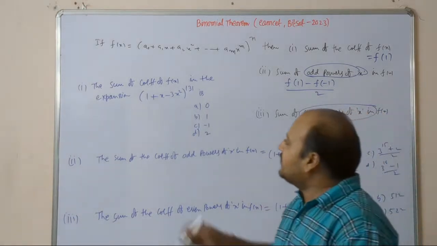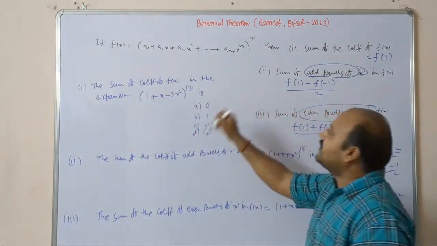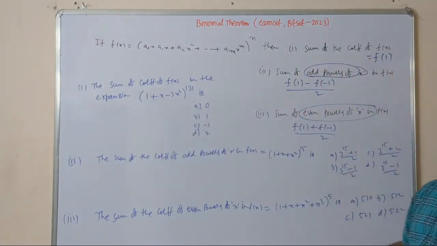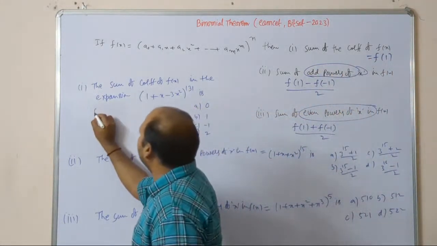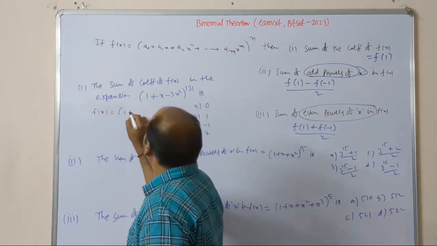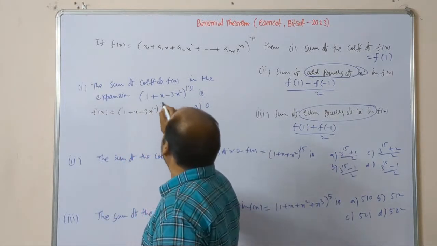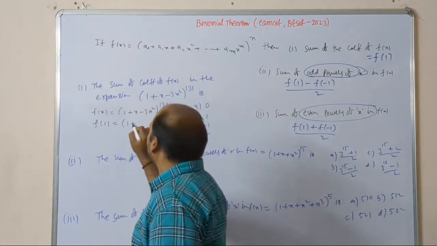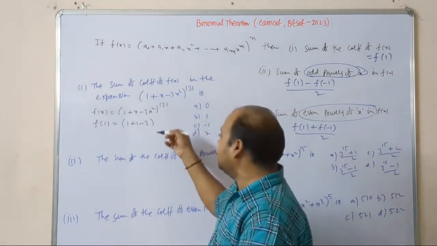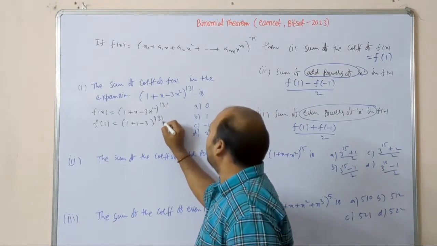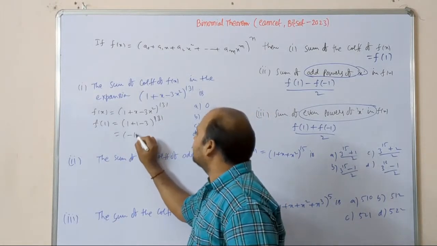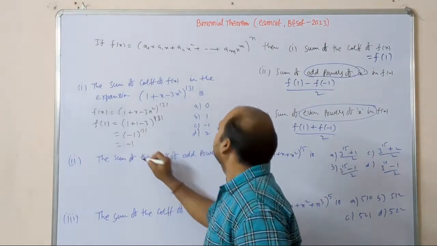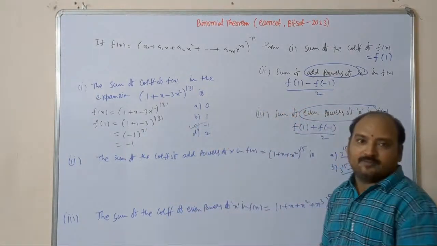So first let us have a discussion. What is the sum of the coefficients of f of x? F of 1. So f of x is equal to (1 plus x minus 3x square) whole power 131. F of 1 I want. So x is equal to 1, substitute. 1 plus 1 minus 3 into 1 square is 1, whole power 131. So 2 minus 3, minus 1, whole power 131. Odd number of times, minus. So minus 1 is the right answer.